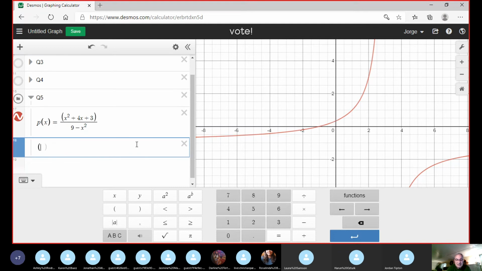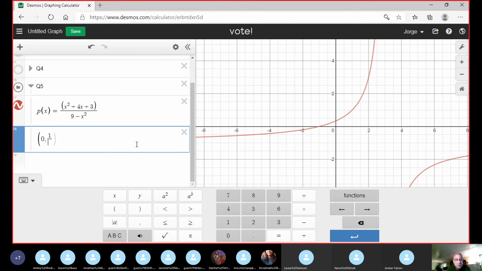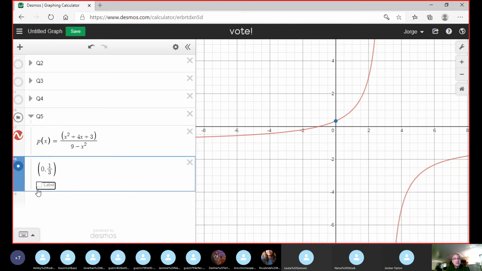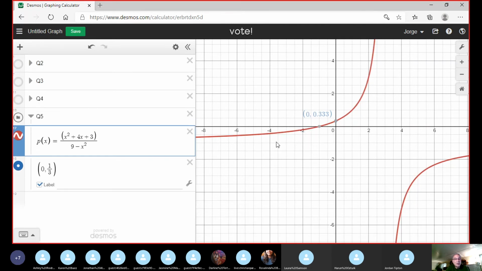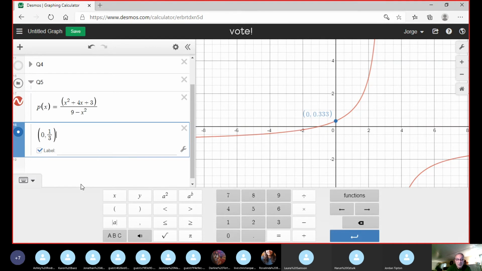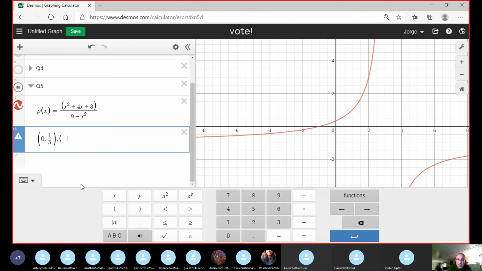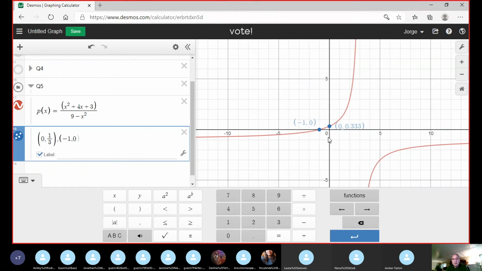Okay, this point is 1/3, or 0.3 repeated, much better in fraction, because see, I put in decimal, maybe I need to truncate the decimal, so maybe I lost information. Another important point, click here, is -1, 0, separated by comma. This was our x-intercept.